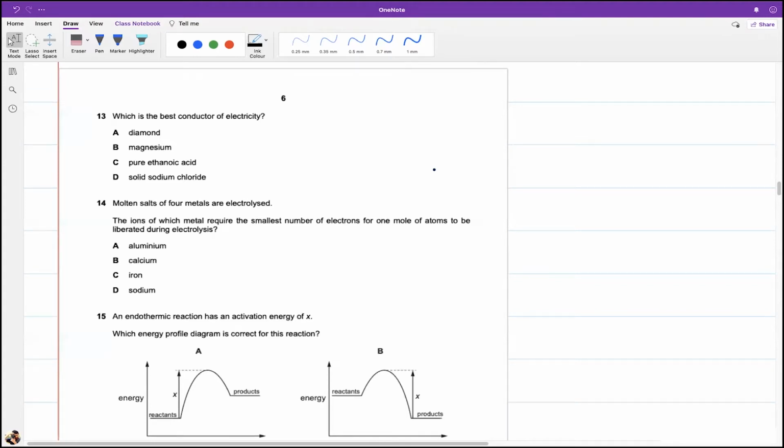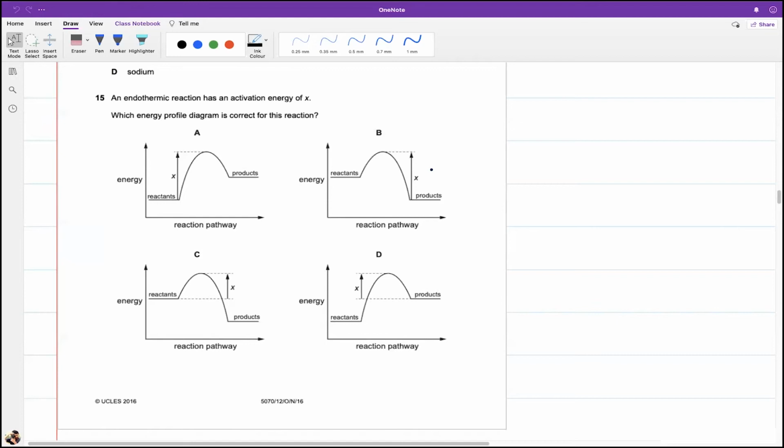Molten salts of 4 metals are electrolyzed. ठीक है, उनको melt किया, that means solution नहीं है. The ions of mixed metal require the smallest number of electrons for 1 mole of atoms to be liberated. अब इसमें आप देखें कि smallest number of electrons का मतलब उसके कितने electrons उसको चाहिए ताकि वो reduce हो. So aluminium forms +3, so उसको 3 mole electron चाहिए. Calcium is on group 2, so उसको 2 चाहिए. Iron is transition metal, it can either be +2 or +3, so depending on that उसको या 2 mole electron चाहिए या 3 mole electron चाहिए. And sodium is in group 1, so उसको 1 mole electron चाहिए. So that means sodium is the one, because it's in group 1, it has +1 charge. To reduce it, you just need 1 mole of electrons. So D is the answer.